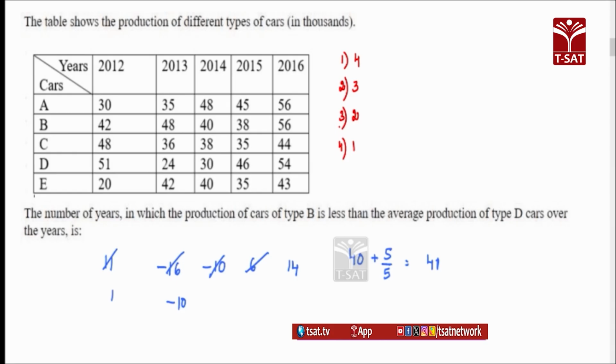So average production of type D cards over the years is actually 41, and the number of years in which the production of cards of type B is less than 41. So type B, if you look at how many years it is less than 41: here it is 42, no, 48, no, 40 it is less, 38 it is less. Therefore, in 2 years it is less than this one. So I would say the answer is 2 here. Here I am using the assumed average, or else you can do the sum also, it's up to you.